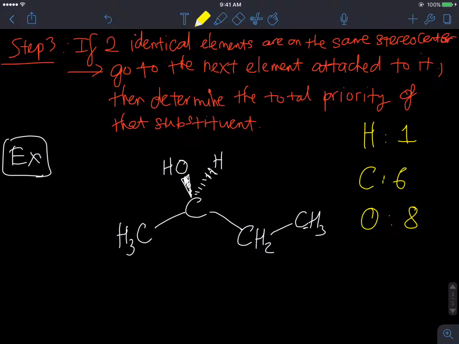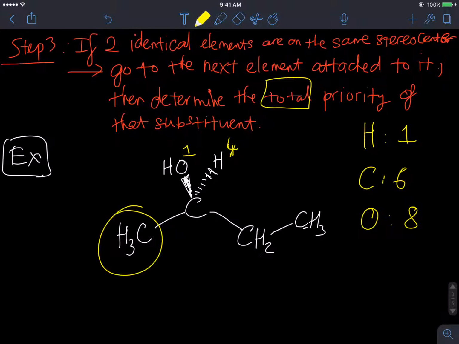In step 3, if there are two identical elements attached to the same stereo center, we have to go to the next elements attached to that element, then determine the total priority of those substituents. For example, right here, what's the largest atomic number? Oxygen, right? So it's number 1. And hydrogen is number 4 because it's the smallest one.